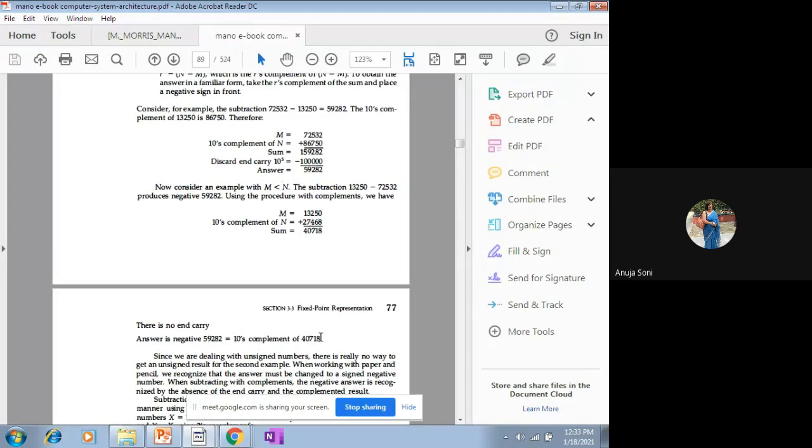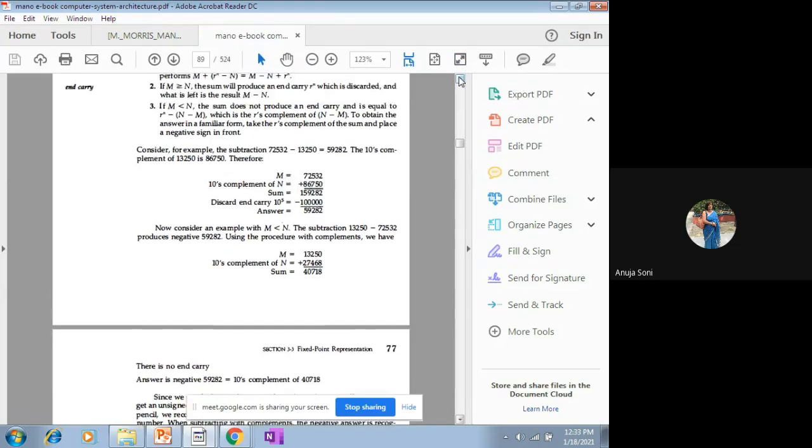So what is the tens complement of this? This is 59282, and you need to place a minus in front of it. So this number will be negative 59282. Instead of writing down negative, place a minus sign. This way you have to deal with the subtraction of two numbers.